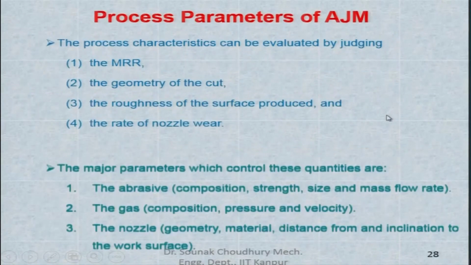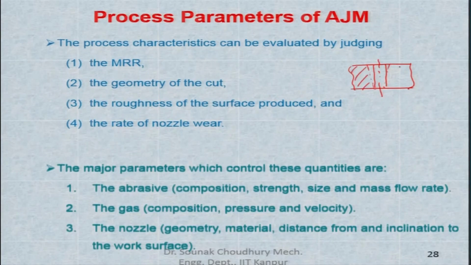Now, the process parameters of abrasive jet machining: the process characteristics can be evaluated by judging the material removal rate, the geometry of the cut, the roughness of the surface produced, and the rate of nozzle wear. How is the process going, how much is the material removal rate, and what is the geometry? Suppose we have to make a hole, whether it is an absolutely straight hole or a little tapering away. So, what is the quality of that?